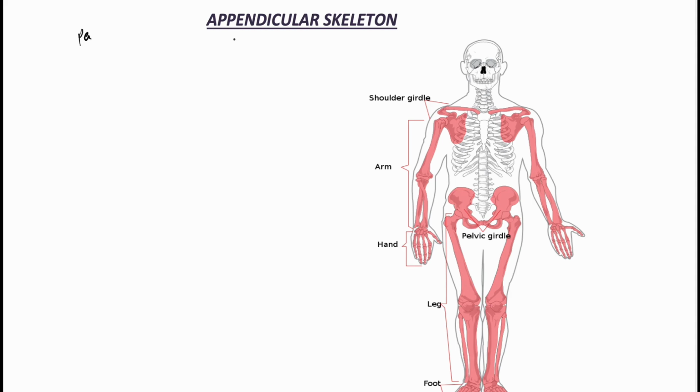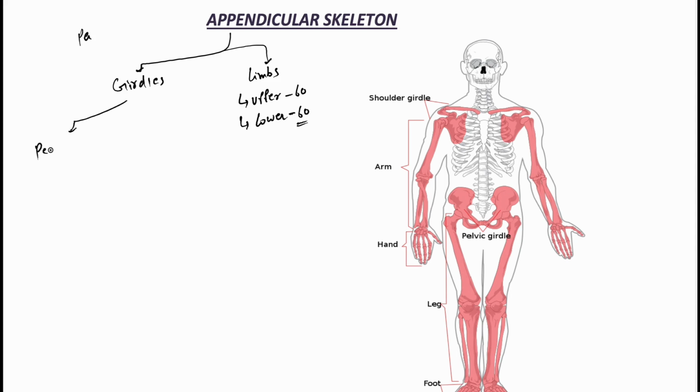What does the appendicular skeleton consist of? It consists of the girdles and the limbs. Limbs means upper limbs and lower limbs bones. The upper limbs have 60 bones, and the lower limbs also have 60 bones. And we have two types of girdles: the pectoral girdle and the pelvic girdle. The pectoral girdle connects the axial skeleton to the upper limbs, and the pelvic girdle connects the axial skeleton to the lower limbs.